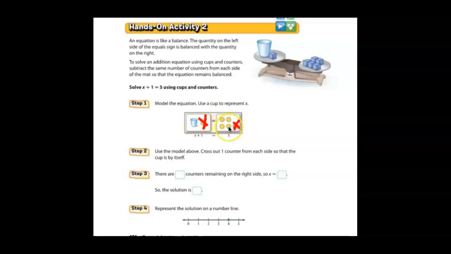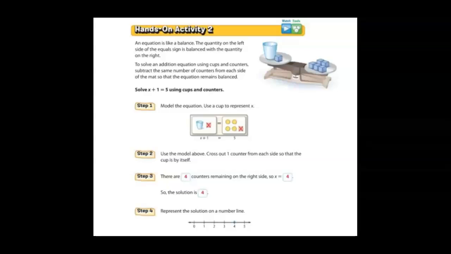So how many counters are remaining on the right side? Go ahead and answer that for me. So what does X equal? It equals 4. So the solution is, there are 4 counters on the right, so X equals 4. The solution is 4. And on a number line, this 1 dot where the 4 is what's going to represent the only answer to that particular equation.